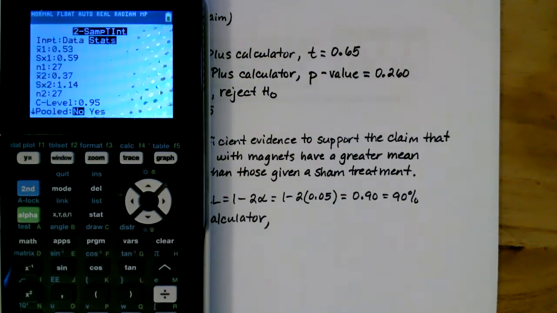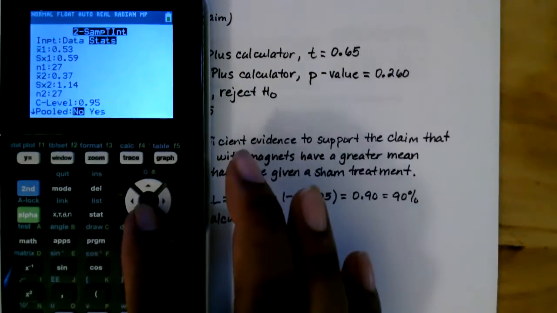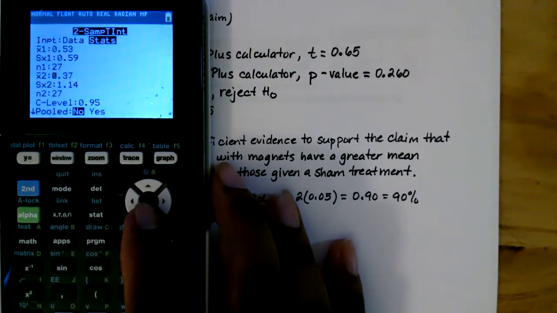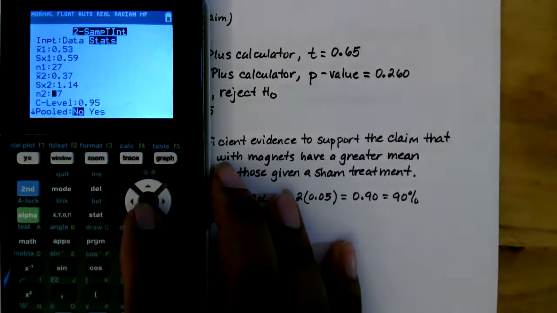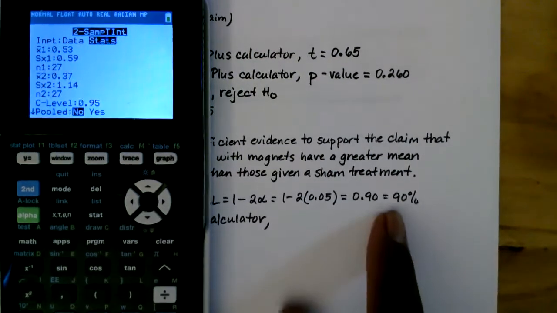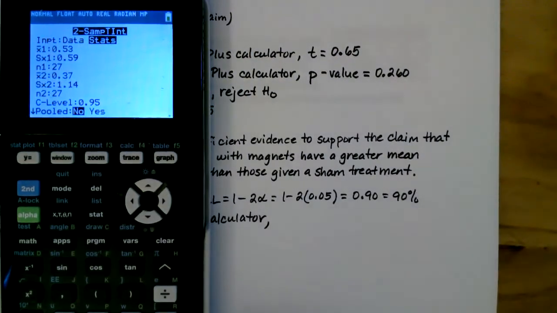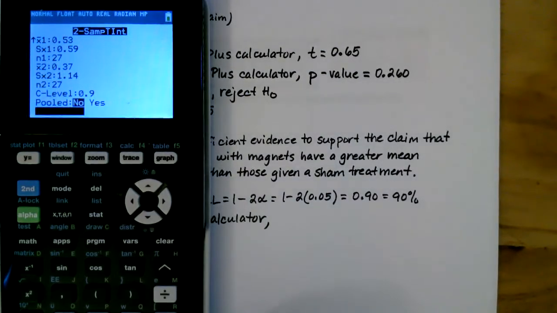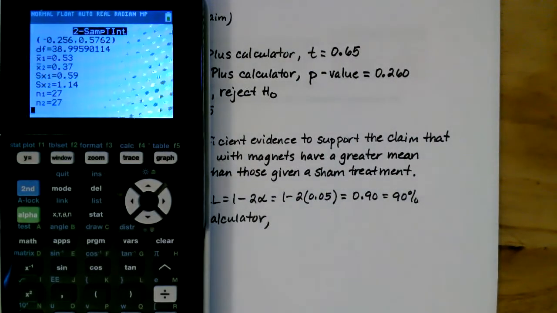The summary statistics are already there, as you can see. So now my confidence level, I need to change that to 90%, so this will be 0.90. Pooled is still going to be no. I'm going to use my down arrow key to go down to calculate, hit enter, and that will be my confidence interval.